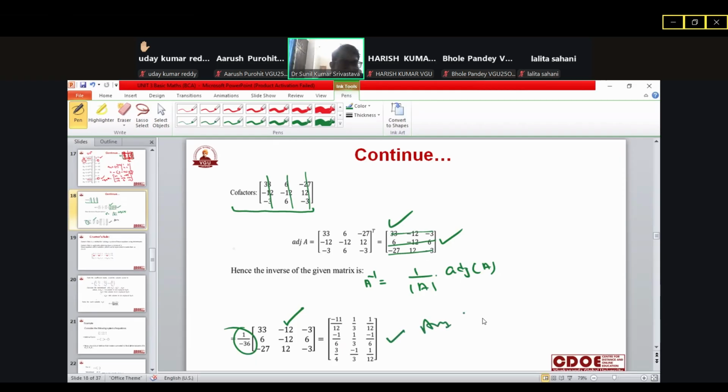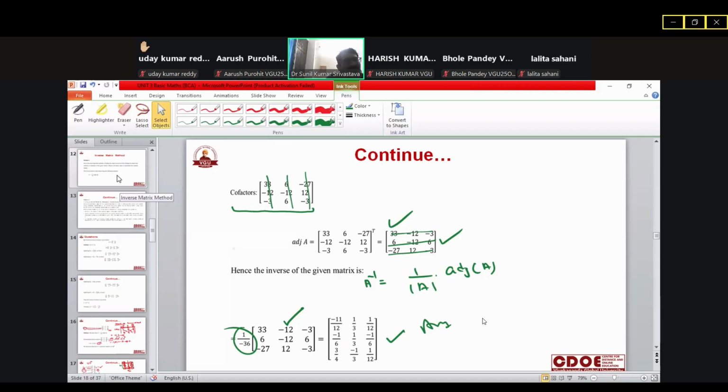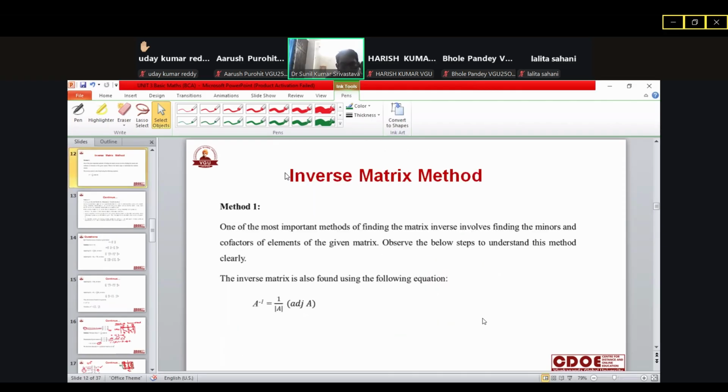To find the inverse of the given matrices, this is the topic related to that. So we have taken an example to describe with you how to calculate the adjoint and how to calculate the inverse of the given matrices. So this is the inverse matrices method we are going to discuss with you here in detail. Method 1. One of the most important methods of finding the inverse of a matrix involves finding the minors and cofactors of the elements, and observe this to understand the method clearly. This is the method we are going to discuss: inverse of the matrix is 1 upon determinant of A and adjoint of the given matrices.